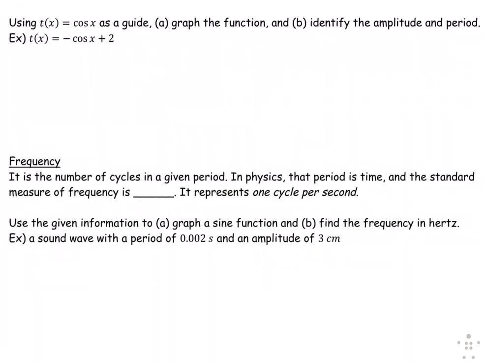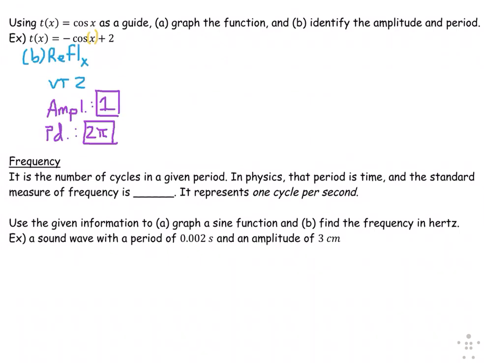Identify the transformations. We have then a reflection over the x-axis, and we have a vertical translation by 2. That plus 2 is not in parentheses with the x, therefore it is a VT. Notice that we have no change in the amplitude because for the parent graph it's 1 for cosine, and there were no vertical stretches or compressions. And then because there were no horizontal stretches or compressions, the period remained unchanged.